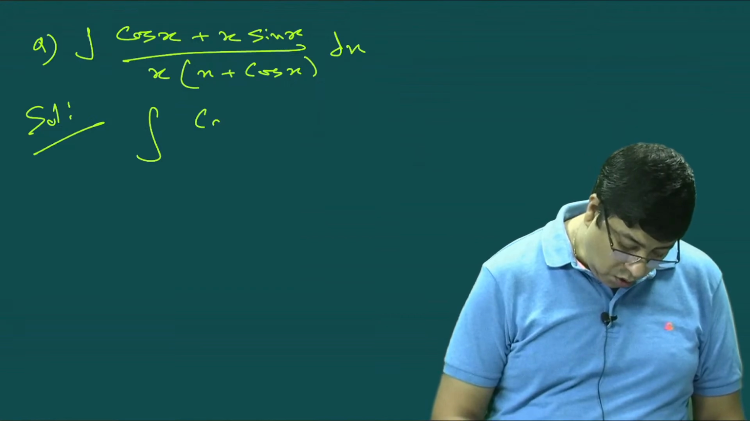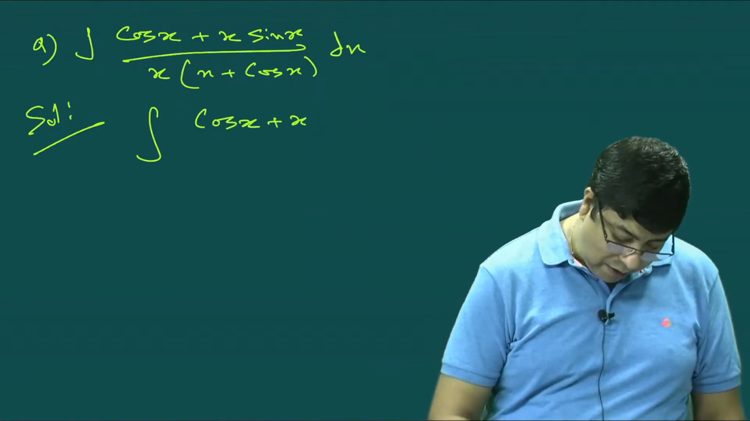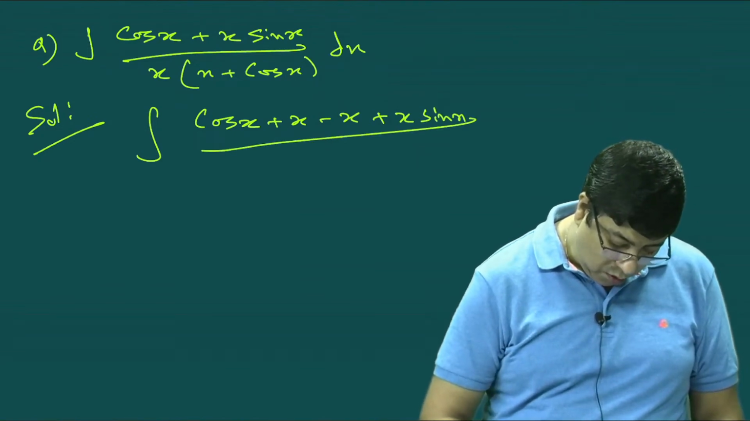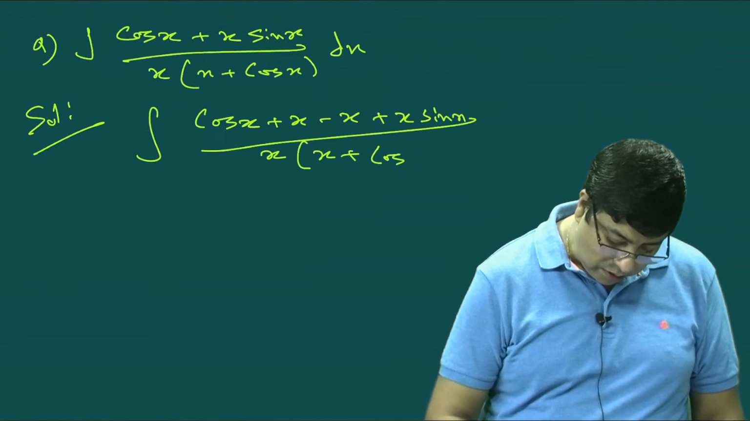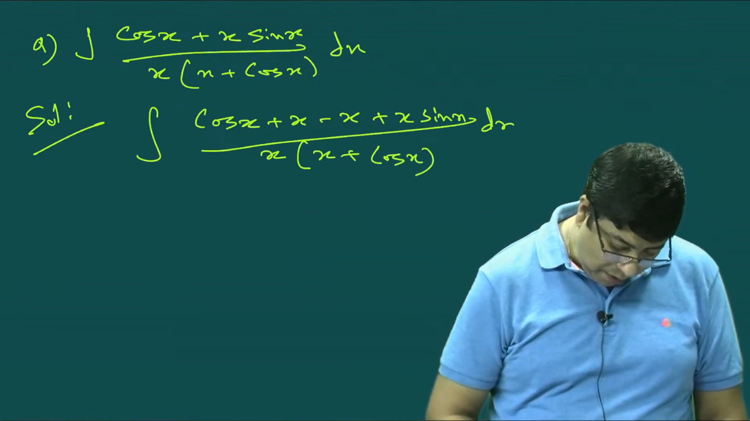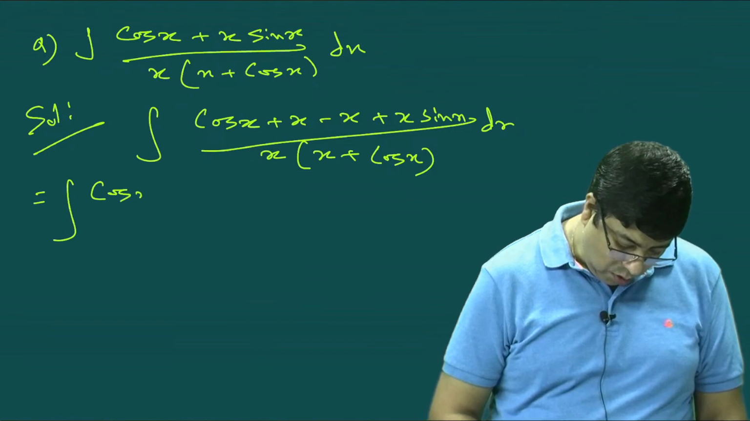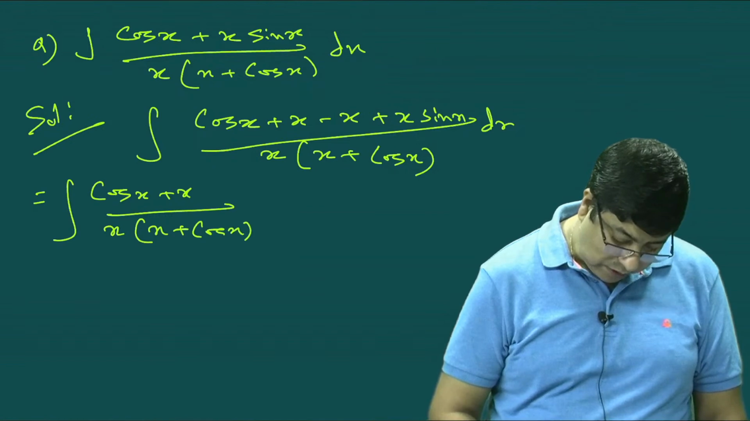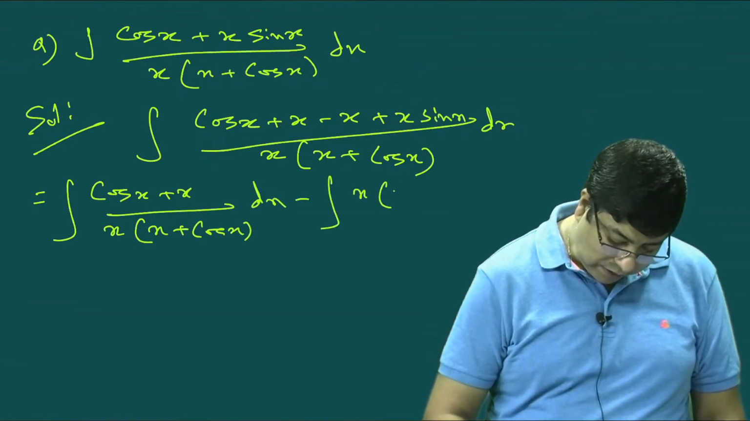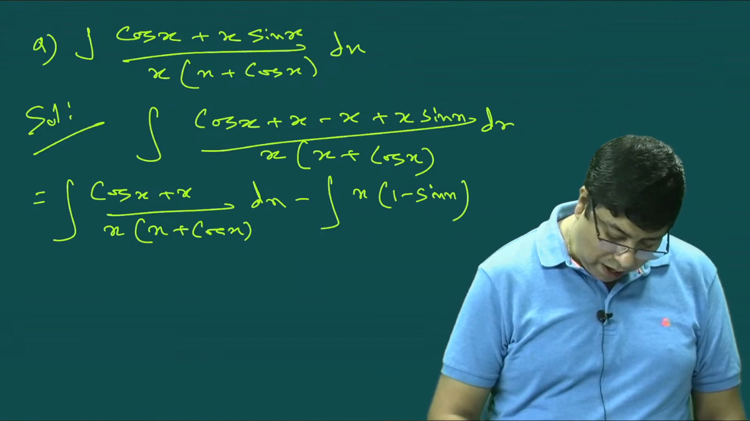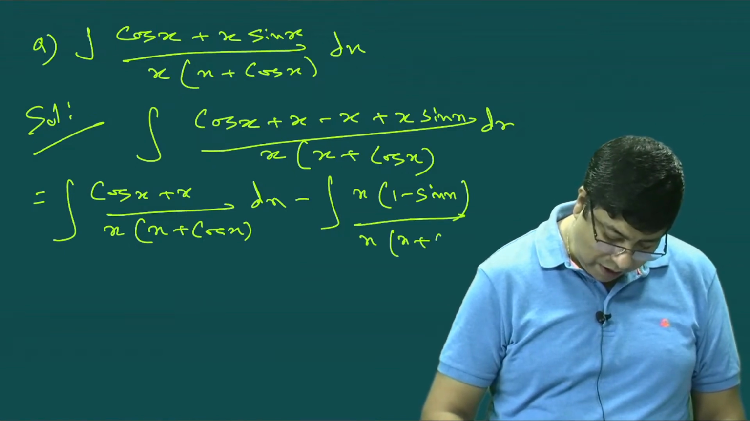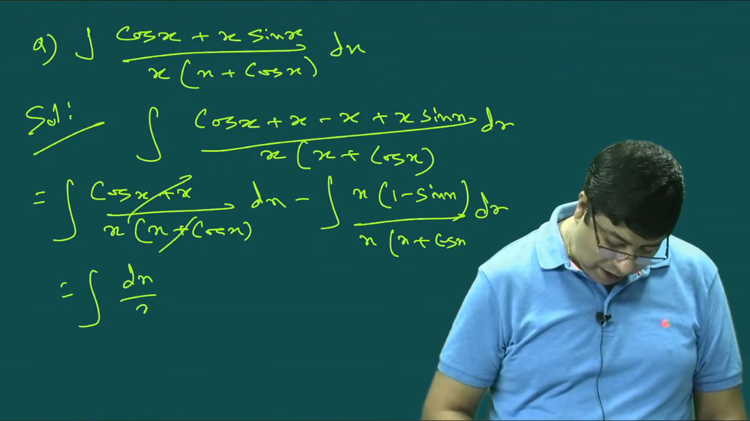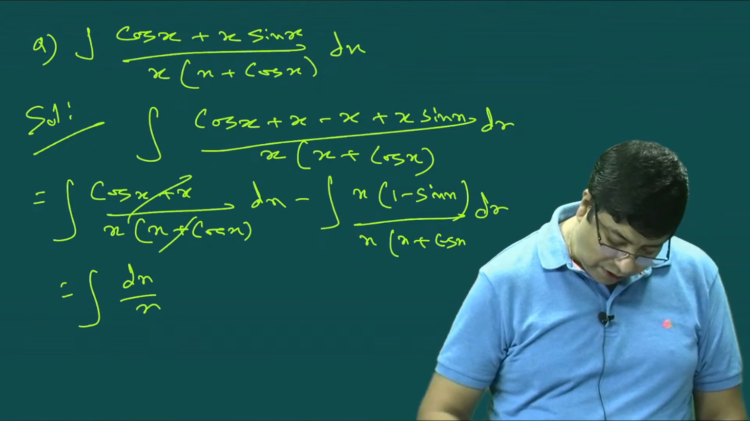Let us proceed. We have to present x plus cos x in the numerator. Therefore, we can write cos x is there. We can add x, balance with the x plus x sin x, total divided by x into x plus cos x dx. Now everyone just separate: cos x plus x by x into x plus cos x dx minus common x into 1 minus sin x total divided by x into x plus cos x. So this is getting cancelled, dx by x, and this is also getting cancelled.